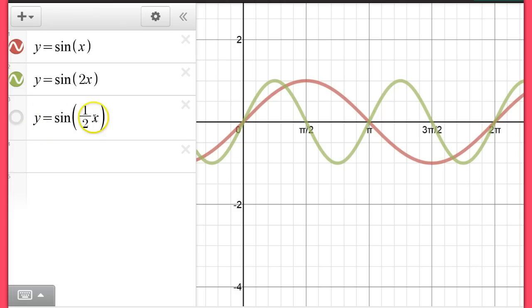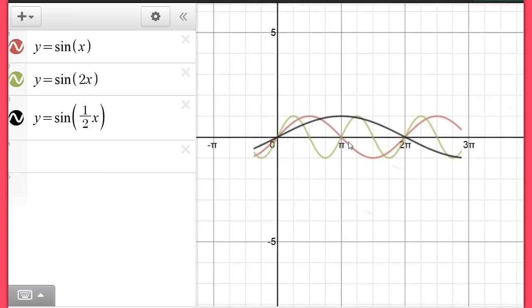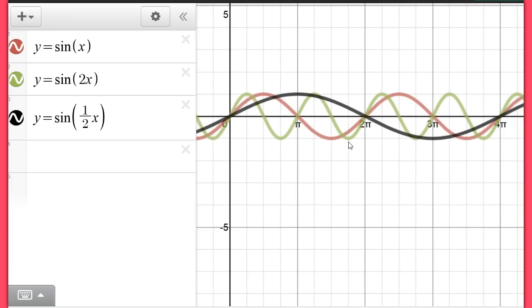If I now place a 1/2 out in front, this is actually going to cause a horizontal stretch. So I'm going to highlight this one real quick. So now you can see I can't even actually fit the entire wave. If I zoom out here, now you can see that our period has doubled, right? So our period has doubled here. Now it's 4 pi for y equals sine of 1/2 x.